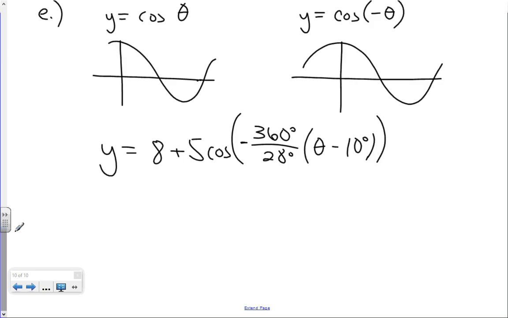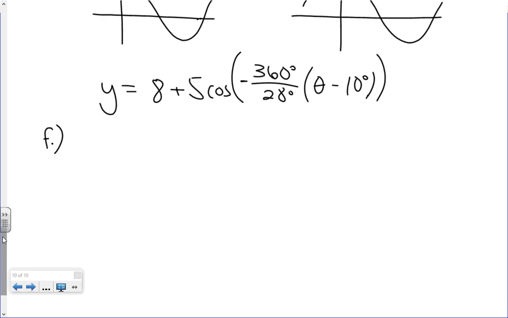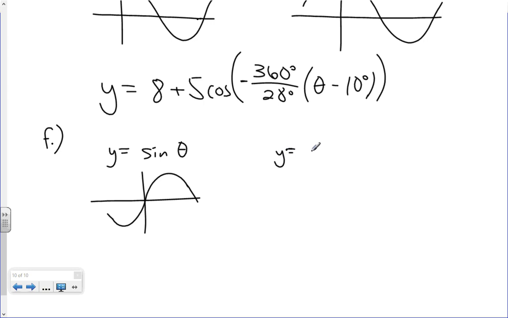Let's see what happens when we do the same thing with sine. We're going to make b a negative number, so it's going to be negative 360 over 28 degrees. But again, the question is, well, what does that do to our sine function? So again, go back to your sketch of your sine function. Sine is a function that does this, right, as it goes through the y-axis. It goes right through the origin. So what does y equals sine of a negative theta look like? Again, that's a horizontal reflection of that function.